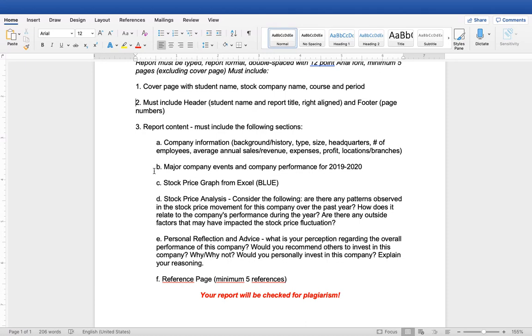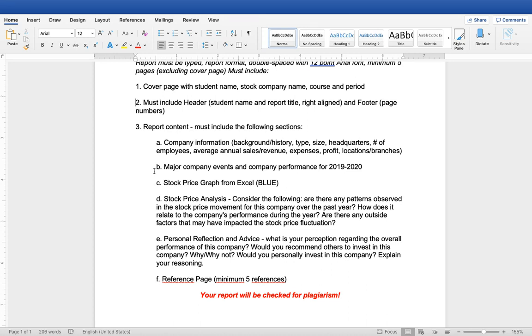So look up any major events, maybe expansions, maybe they've expanded to other countries, maybe they've added a new product line, maybe they purchased another company. So what has happened? What were some of the major company events over the past year? And how has the company performed? What was their performance like?